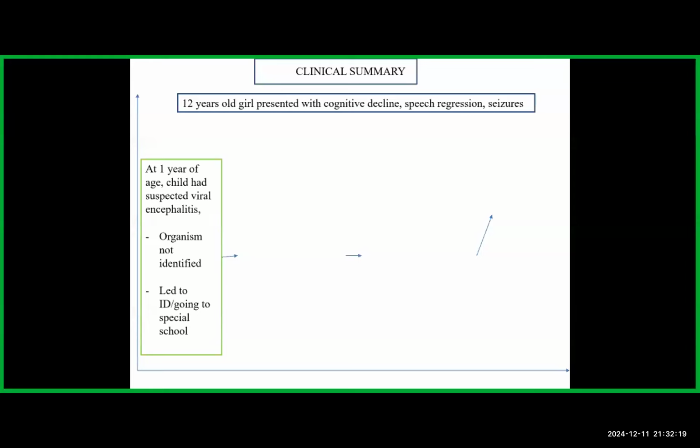Her past history dates back to when she was 1 year of age. The child had suspected viral encephalitis. The organism was not identified, which led to intellectual disability, and the child was going to a special school.